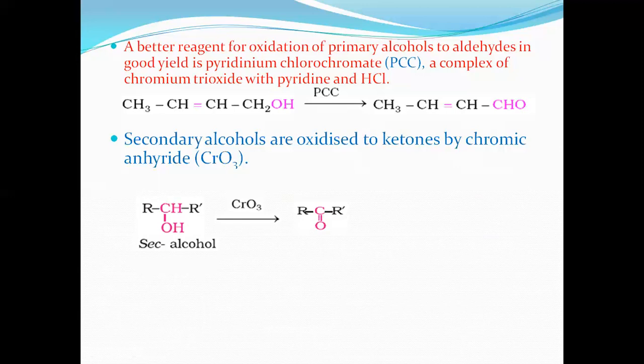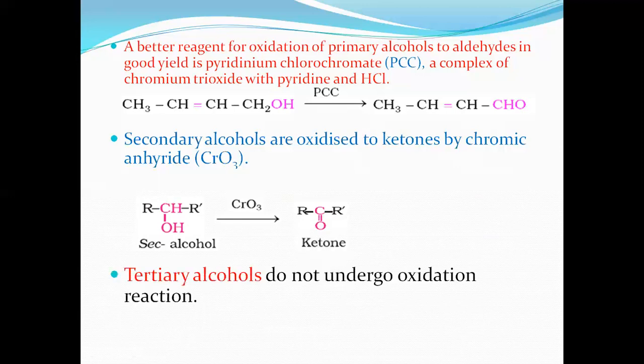So what is the condition? If suppose we take tertiary, what would happen? They do not undergo oxidation because in tertiary alcohol we have no hydrogen at the carbon atom to which OH is attached. Instead of this hydrogen, that would become R dash. Therefore, there is no hydrogen on the carbon adjacent to OH. Hence, tertiary alcohols do not undergo oxidation.